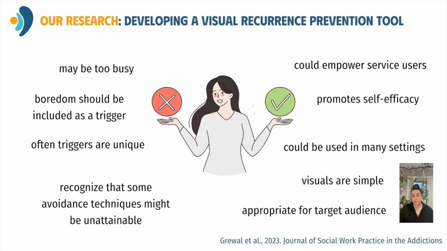So here we had both positive and negative feedback, constructive feedback to help improve our visual tool, including that it might be too busy. We had a few individuals talk about boredom being included as a trigger, talking about the individualization of those triggers, and recognizing that avoidance techniques might be unattainable to some people. They also liked that they could empower service users, it could promote self-efficacy, it could be used in many settings, the visuals were simple, and it was appropriate for a target audience.